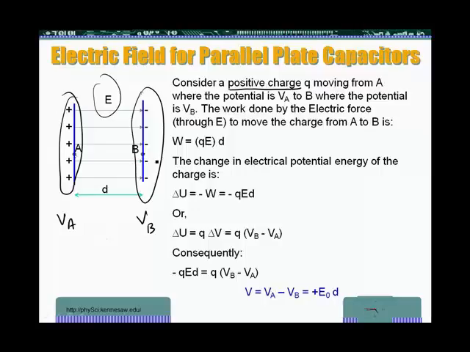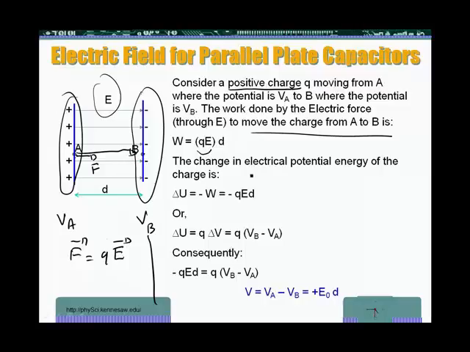Now, what's the work done by the electrical force to move the charge from A to B? Okay, to find the work done by the electrical force, we need to figure out the electrical force. What's the direction of the electrical force? The electrical force is given, F is QE. Since my charge is positive, F and E are in the same direction, so my electrical force is pointing in this direction. And my displacement is in that direction, so the work is just F, which is QE, times d.